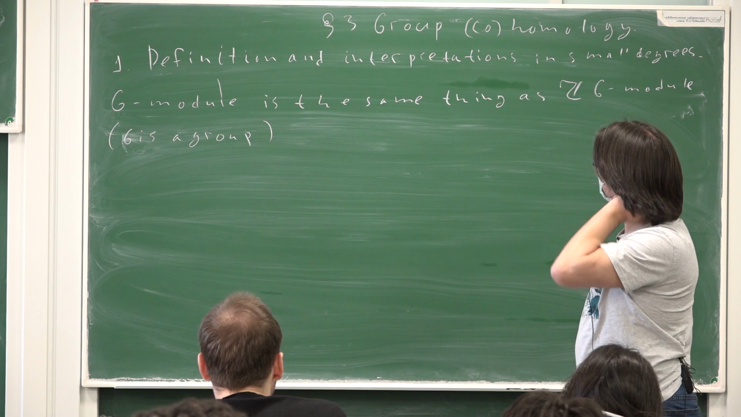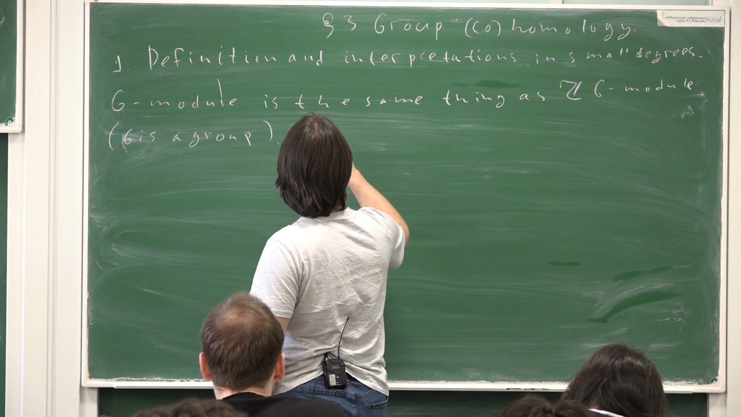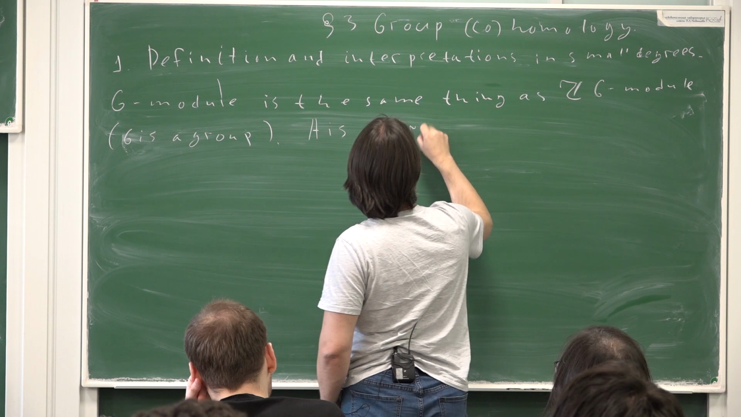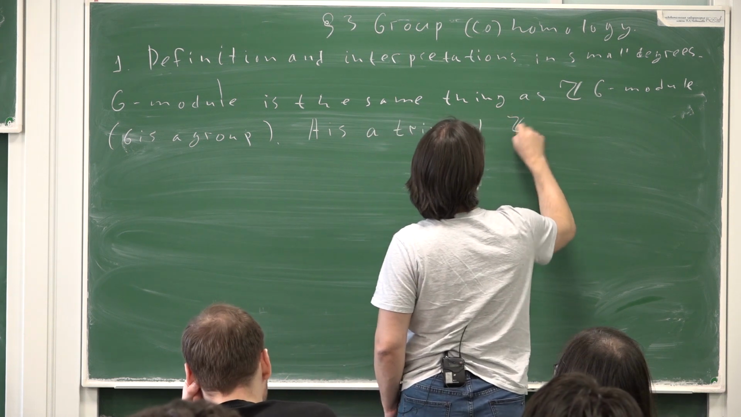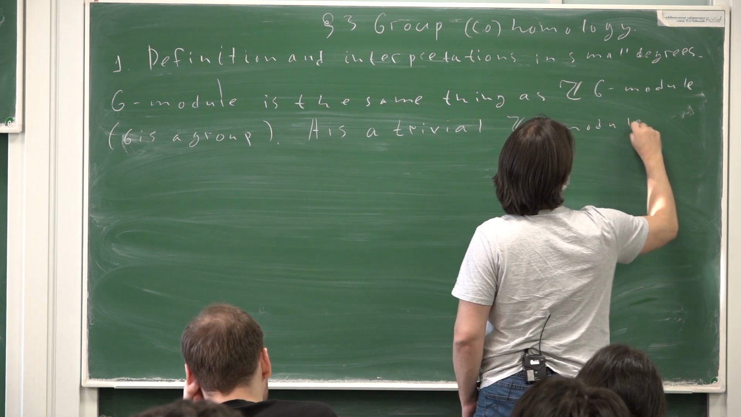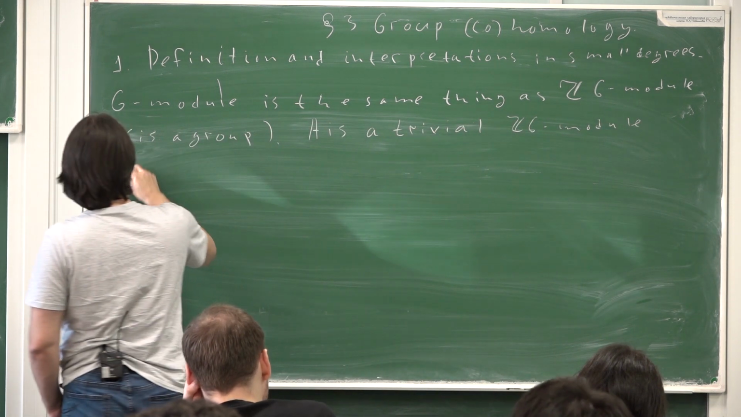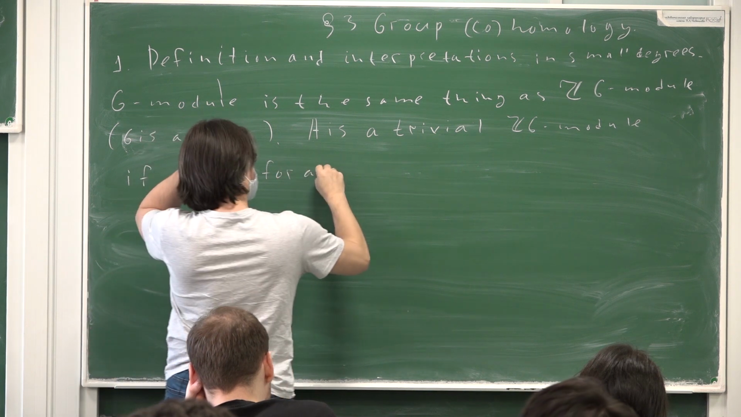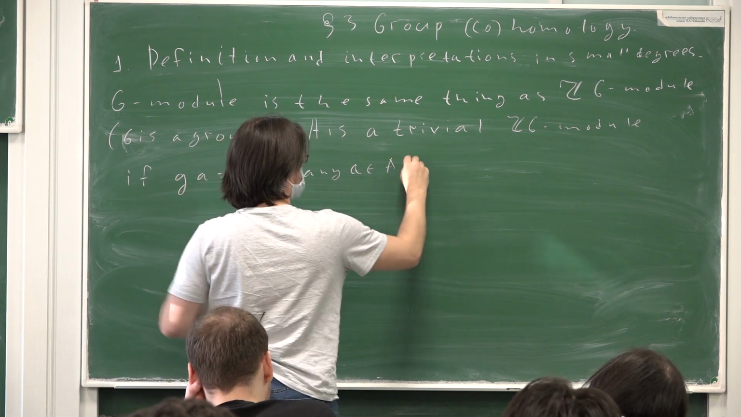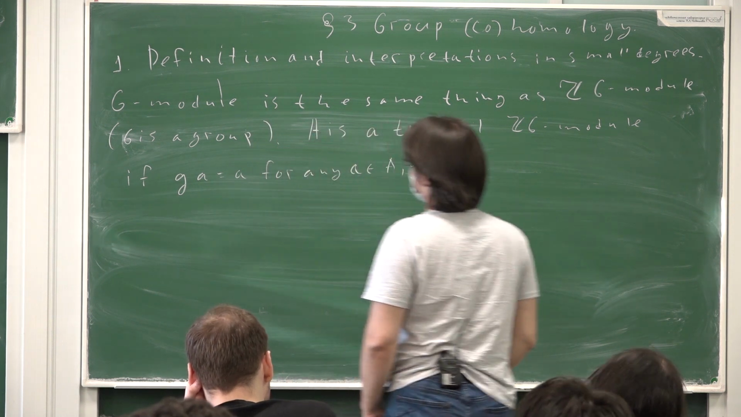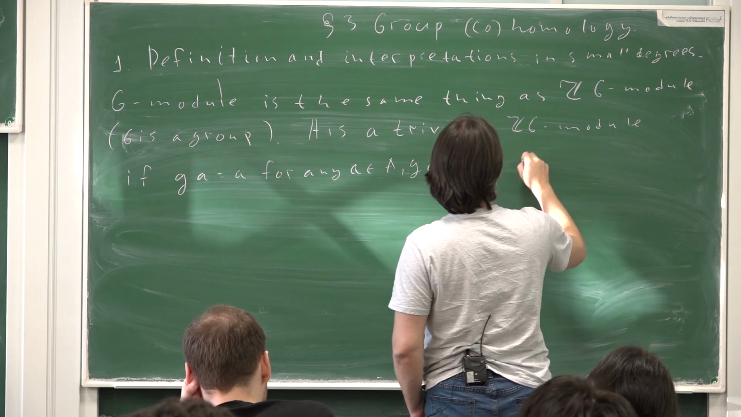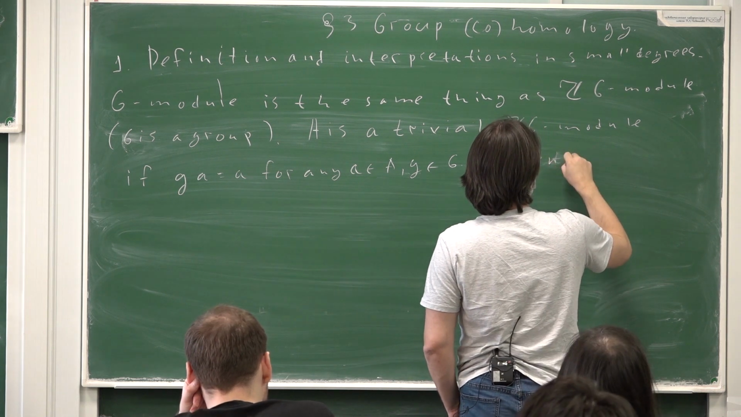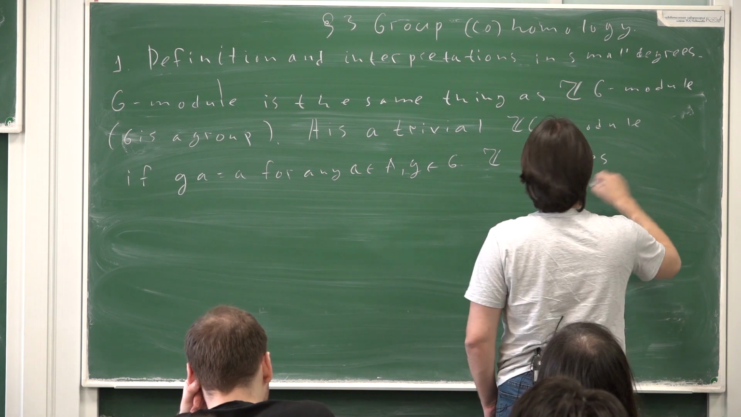Then also let me recall that A is a trivial ZG-module if ga equals a for any a in A, g in G. And when we write Z, we always will mean the trivial G-module.